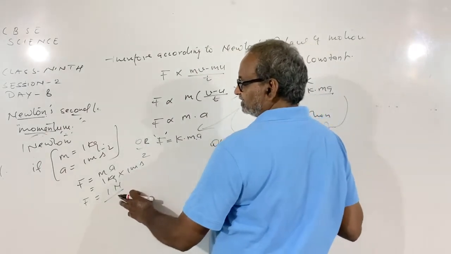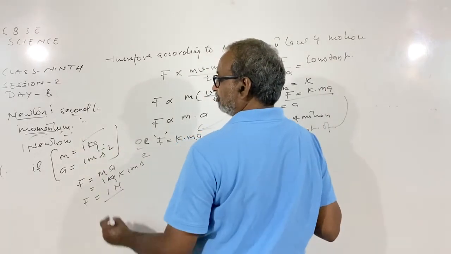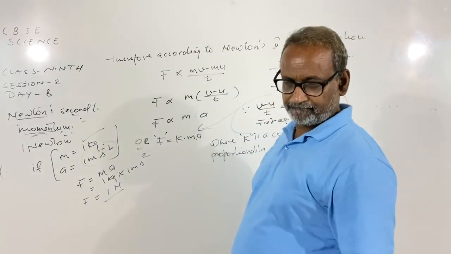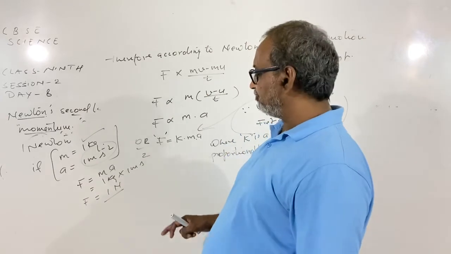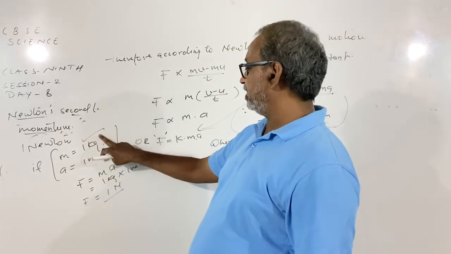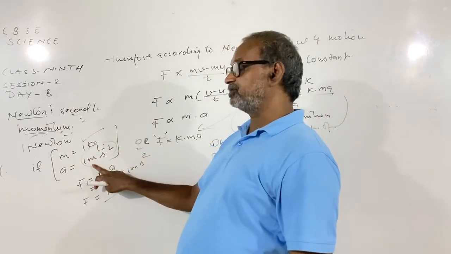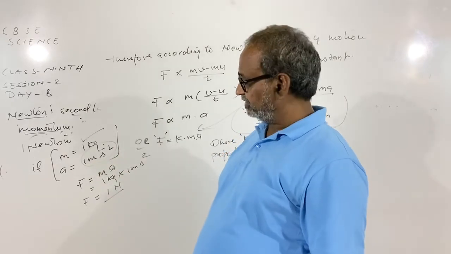So 1 Newton is the force which, when acting on a body of mass 1 kilogram, produces in it an acceleration of 1 meter per second square. How is 1 Newton force defined? 1 Newton force is that much force that if it acts on a body of mass 1 kilogram, it produces an acceleration of 1 meter per second square in it.